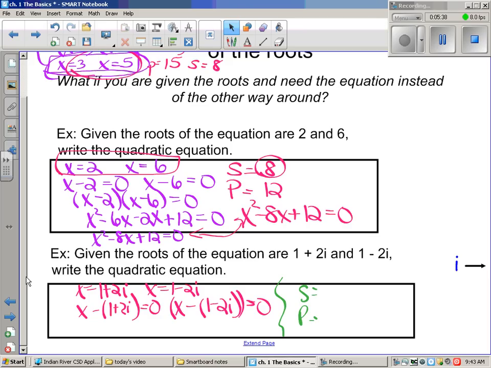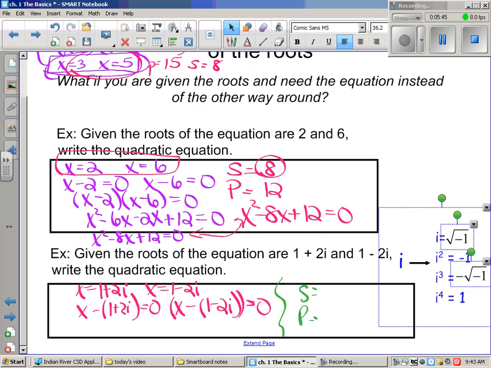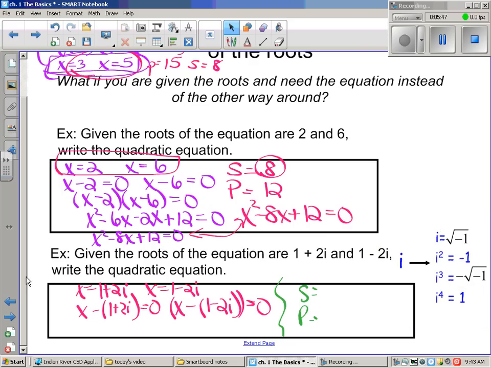Now, in case you have forgotten, this is a great chance for me to refresh your memory about i. I'm sure many of you have forgotten about i and would love to never remember i. But this is really as basic as i gets. If you remember, i, or the imaginary root, is the square root of negative 1.